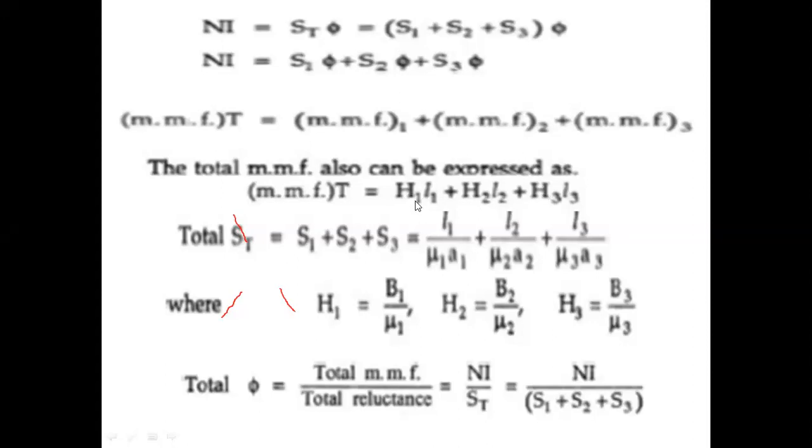We can consider material-wise. If H1 is given and the length is already given, you calculate this one. If phi value is given and you don't know the S1 value, then by substituting S equal to l divided by mu naught mu r a, using this formula you can calculate the total S_T also. If you are calculating the mmf this way, you have to calculate S1, S2, S3: S1 is l1 divided by mu1 a1, l2 divided by mu2 a2, l3 divided by mu3 a3, like that.